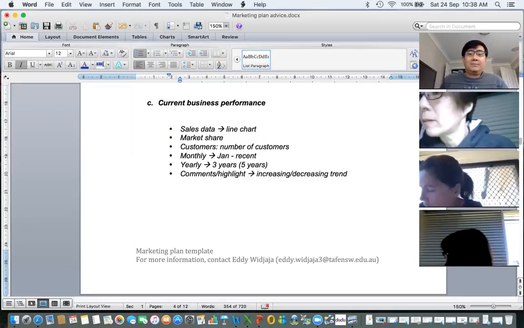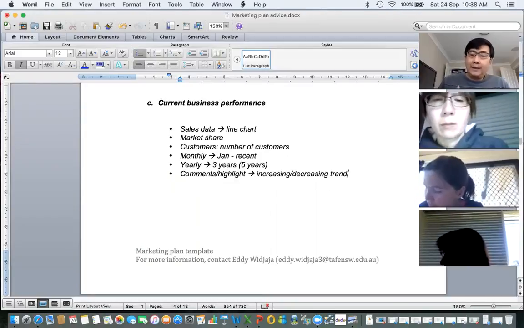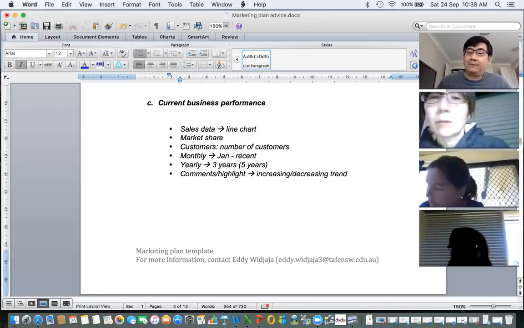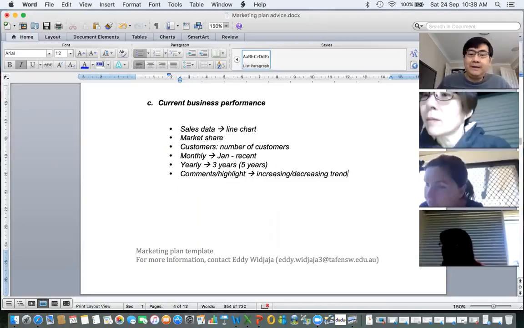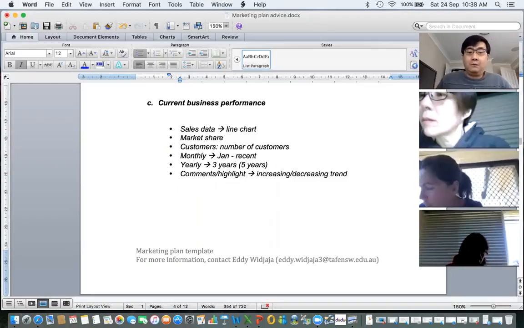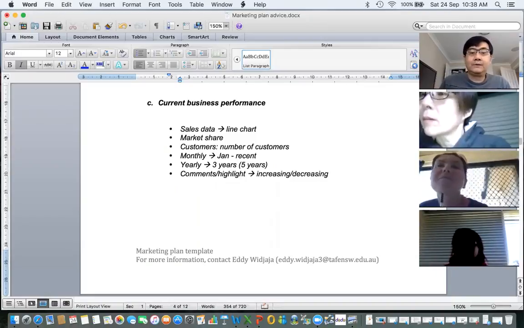Remember, why do you write a marketing plan? The purpose of writing a marketing plan is to ensure that we plan our growth. How can we plan our growth? Well, we need to learn from the previous experience. What have you learned from it? If it is decreasing, we have a problem here. If it is increasing, here we could just say increasing.